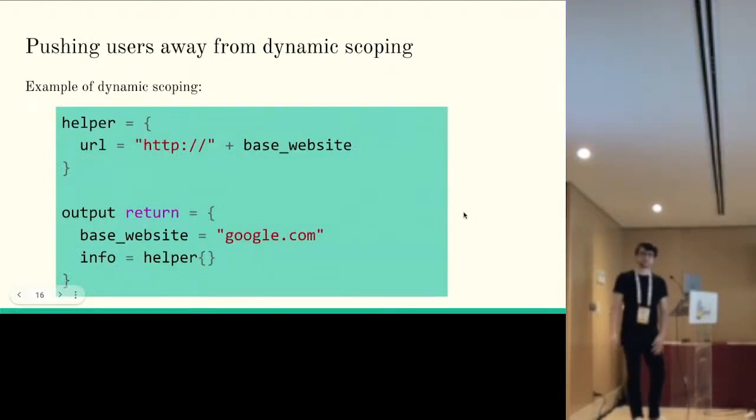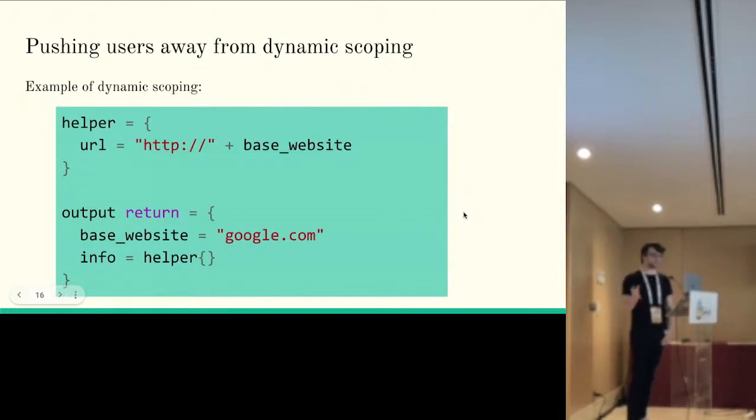Another issue that GCL has that I mentioned earlier is that it is a dynamically scoped language, which is bad. If you don't know, lexically scoped is the way to go. Here's an example of the dynamic scoping.